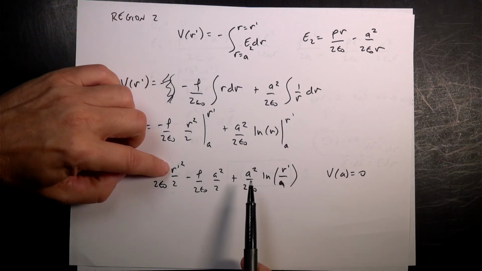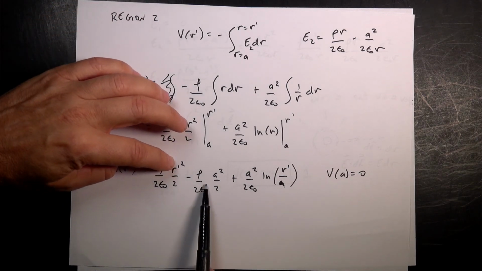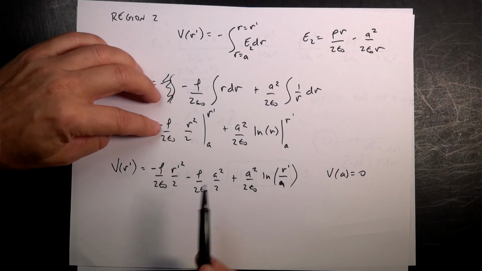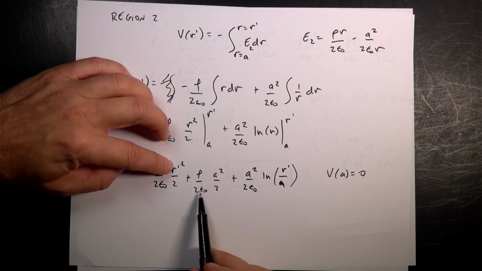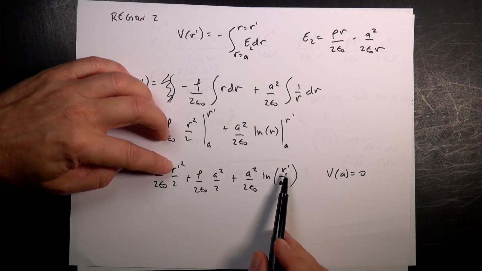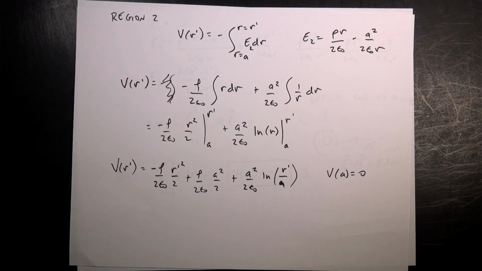So if I put in r prime as A, I get this term and that term. Oh, this should be plus. And they cancel and I get 0. And then I have A over A, and so I get 0. So it works. Okay, so we're all cool. Now we need to do the other area.